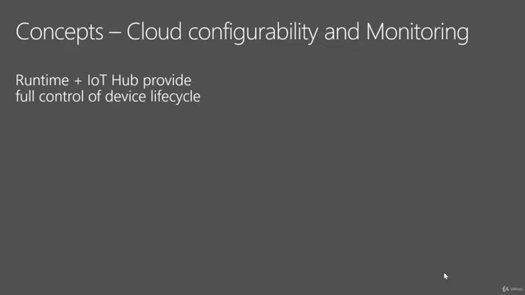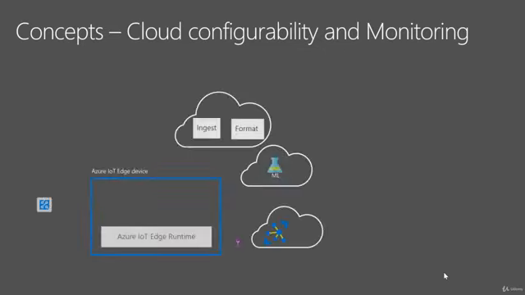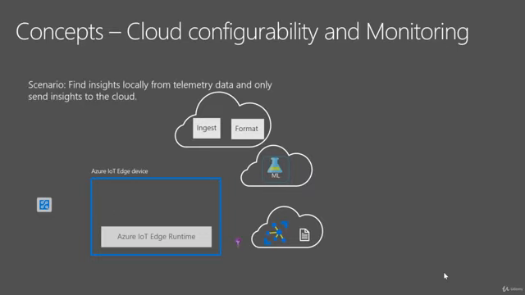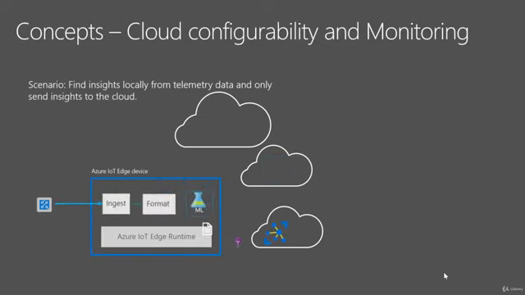So how about cloud configurability and monitoring? Runtime plus our IoT Hub provide full control of the device lifecycle. We can configure a workflow for this. We can target a device, and we can deploy and monitor what we have. So let's see how it works. We have this scenario: find insights locally from telemetry data and only send insights to the cloud. We have our device and we have our IoT Edge with the IoT Edge runtime installed and configured. The device will be sending the telemetry data to the Azure IoT Edge, to three modules, which are ingest, format, and machine learning. And then we will go to the IoT Hub on the cloud and to the intelligence on the cloud.